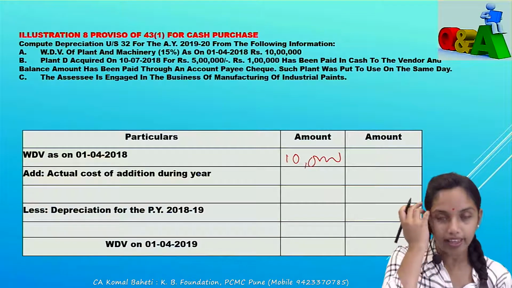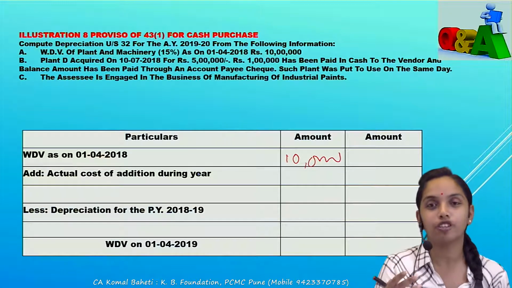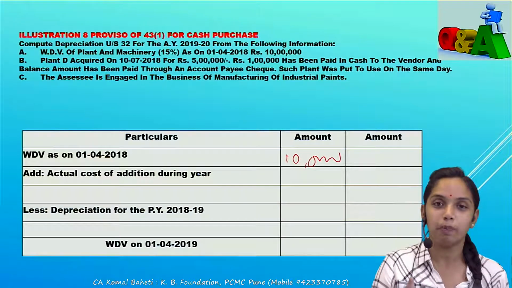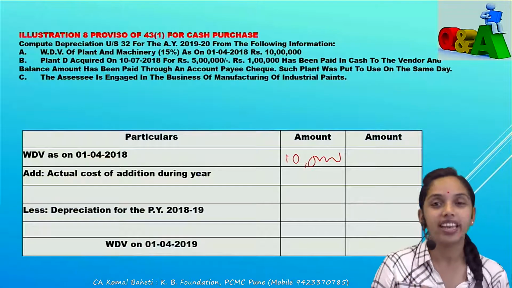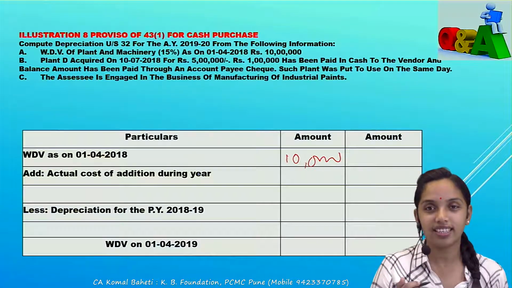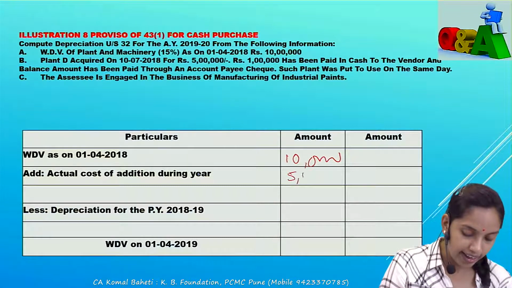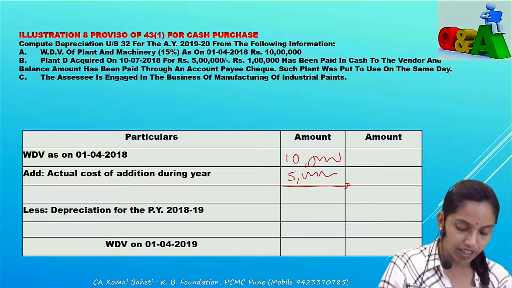Addition during the year: we do have 2 categories, put to use for more than 180 days and less than 180 days. In this case, the asset has been purchased on the 10th of July and put to use also on the same date. Correct. So you will get the full rate, that is, put to use for more than 180 days. So addition during the year is 5 lakh. So I will be claiming depreciation on 5 lakh.